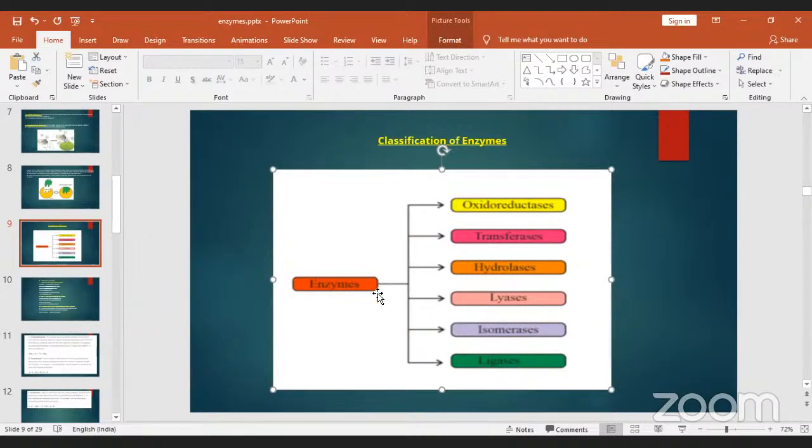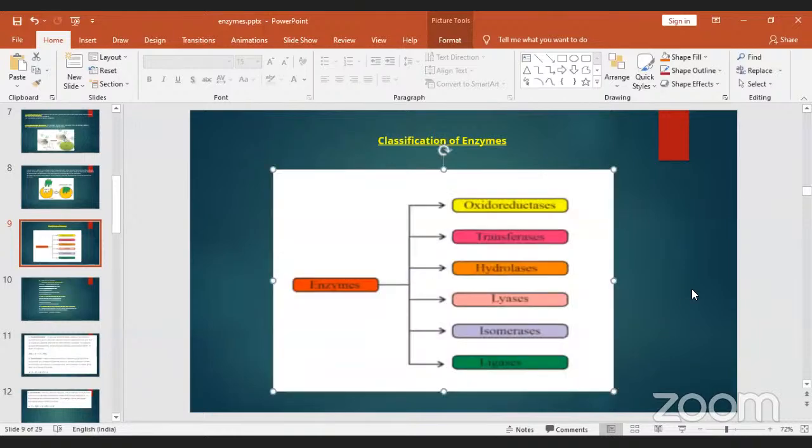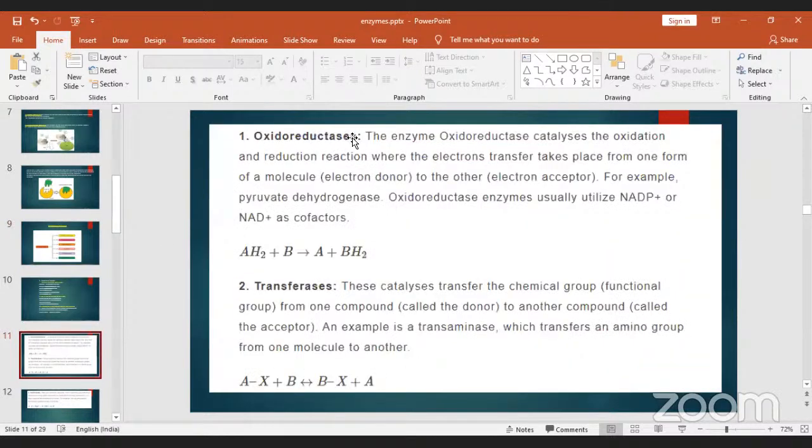In the year 1964, the International Union of Biochemistry classified all the enzymes into 6 categories, namely oxidoreductases, transferases, hydrolases, lyases, isomerases, and ligases. This first class is oxidoreductases.